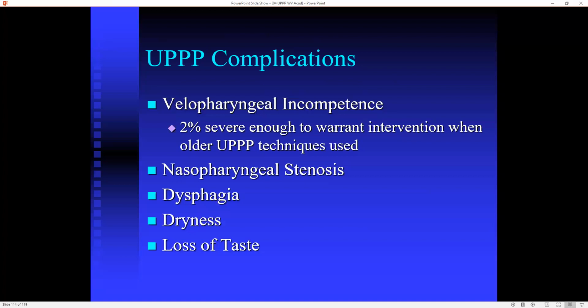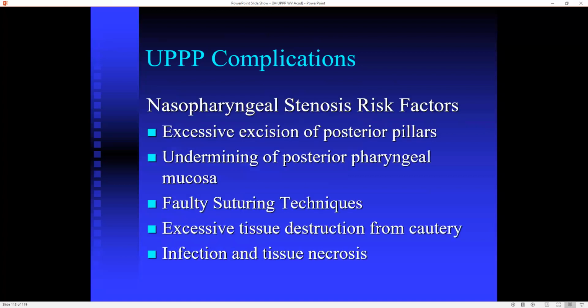Friedman up in Chicago, he does some very extensive palate procedures, and he'll talk about VPI being normal for up to 3 months in some of his procedures. Dryness, I think that is less of an issue if you leave uvula behind. And then loss of taste, whenever you press on the tongue with a retractor for a long time, even tonsillectomy, you can get loss of taste. I've never seen that permanent.